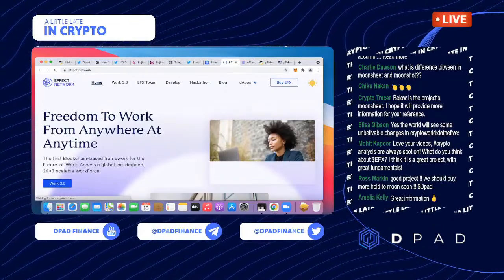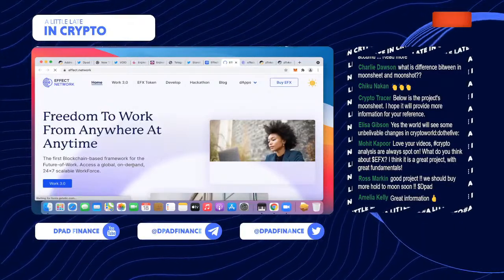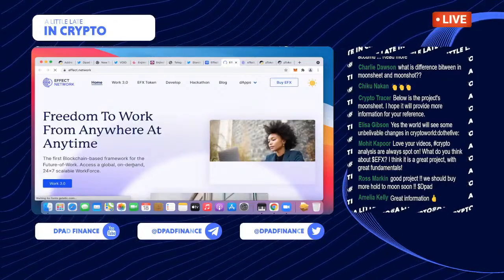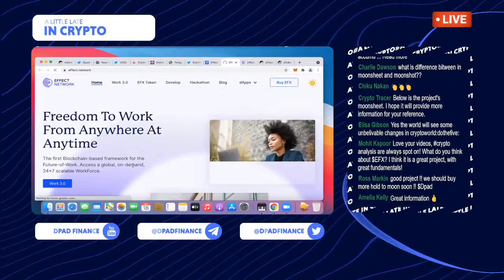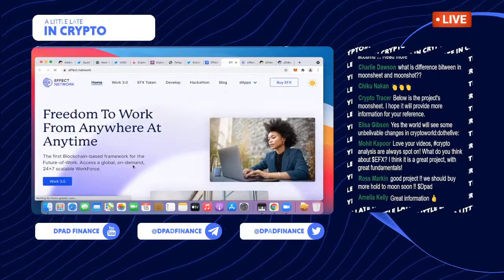Nice. But I would like to see the traction. We were just talking about working in the metaverse, and this is an example of a blockchain trying to take the workplace into the metaverse.